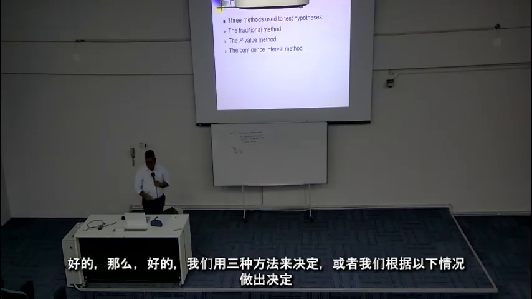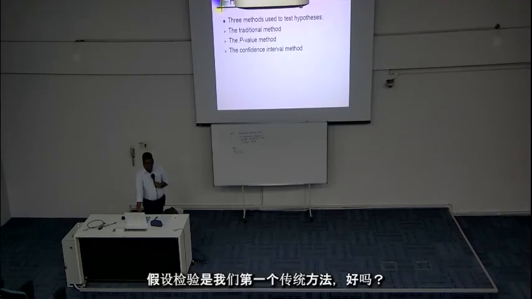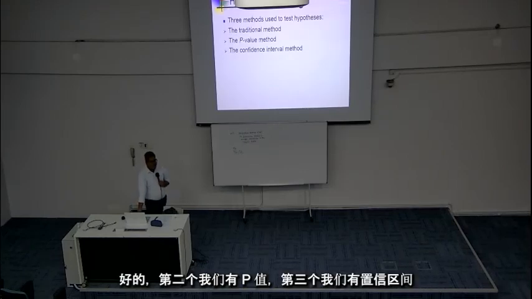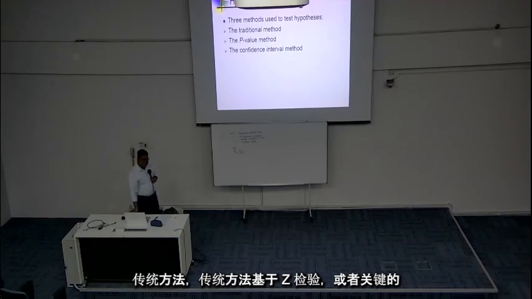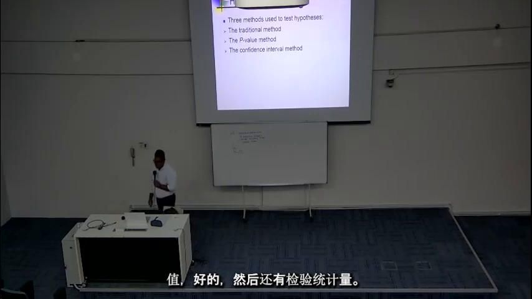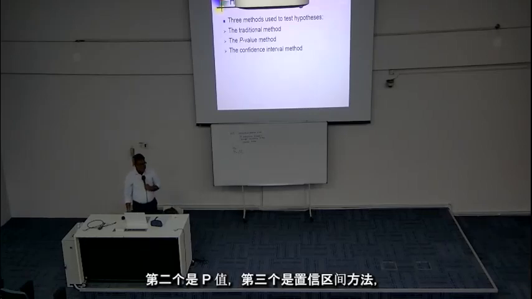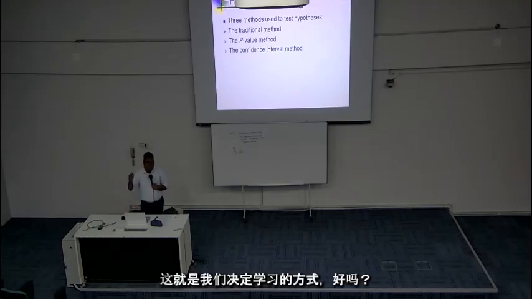Alright, there are 3 methods used to make the decision in hypothesis testing. The first one is the traditional method. The second one is the p-value, and the third one is the confidence interval method. The traditional method is based on the Z test, or the critical value, and also the test statistic. This is the way we are going to decide our study.